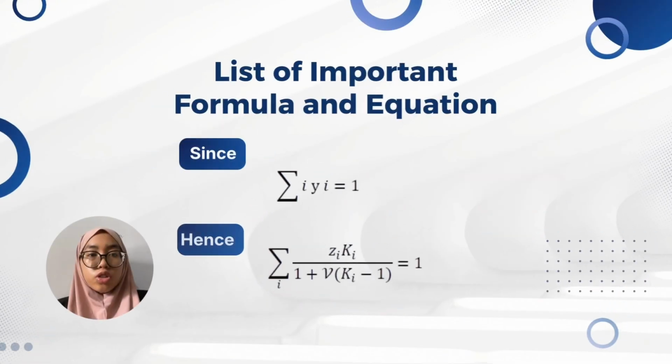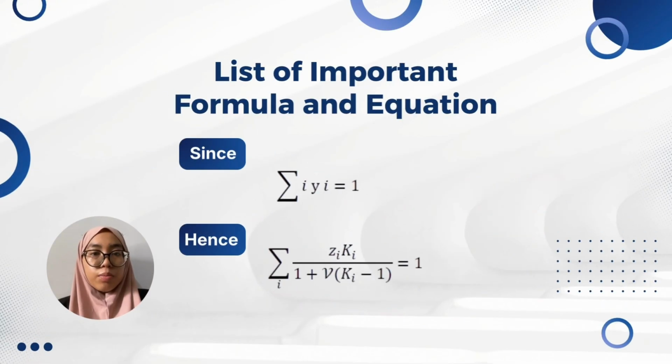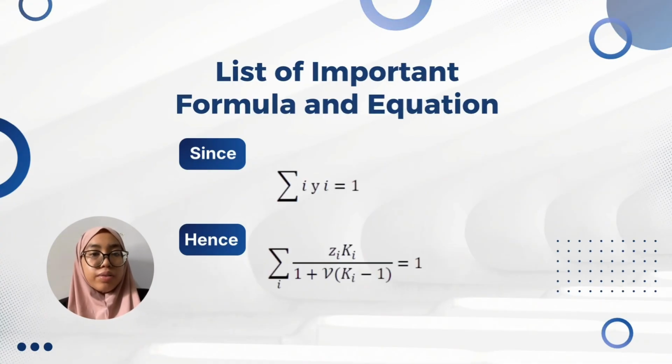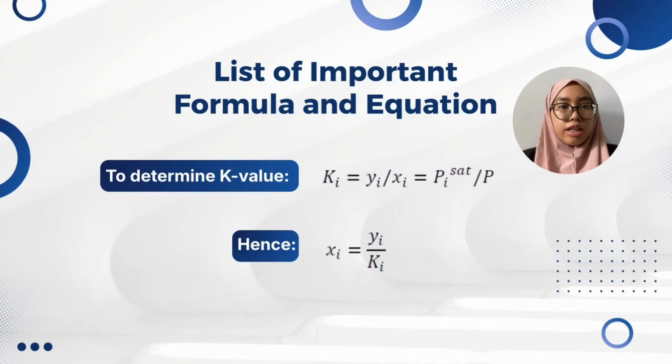This equation is used to calculate the vapor fraction produced in the flash separator. Once the vapor fraction is known, the remaining unknown compositions can be determined. The K value represents the equilibrium relationship between the vapor and liquid phases.